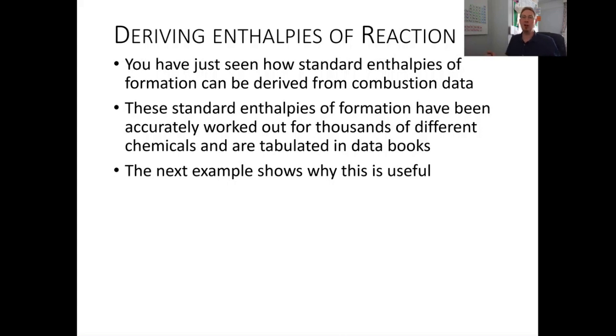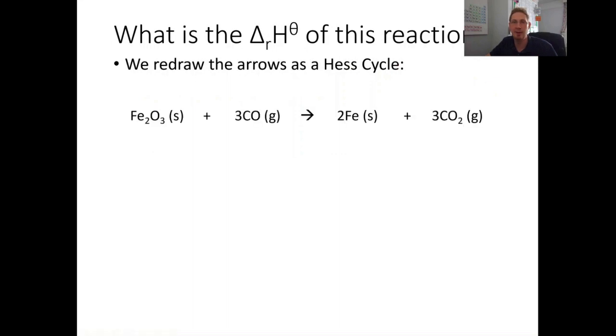Right, we've just done one example of how we can derive standard enthalpies of formation from combustion data. And the standard enthalpies of formation, these are the really powerful ones, because these allow us to work out the enthalpy change for any reaction. So let's imagine this reaction: iron oxide and carbon monoxide forming iron and carbon dioxide. This obviously goes on in the blast furnace.